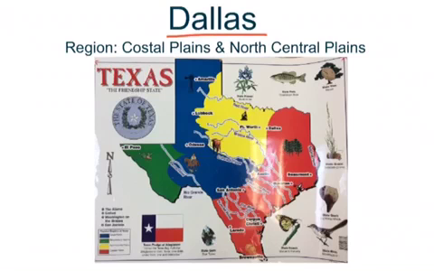The city of Dallas is located in the region of the coastal plains and the north central plains. As you can see, Dallas is right there in the middle, in between them, so it has features of both regions.